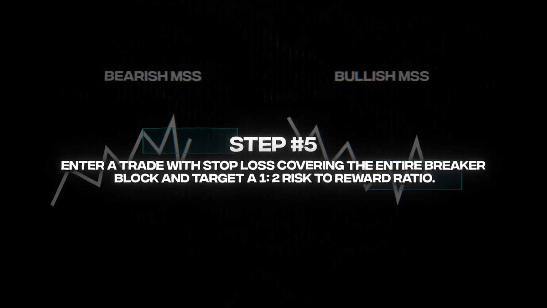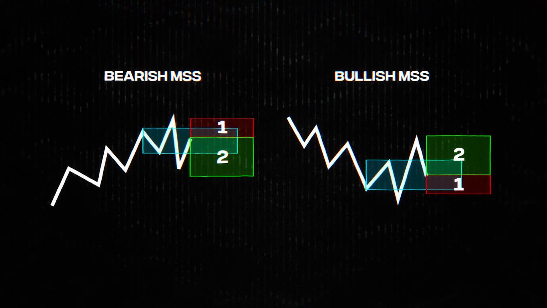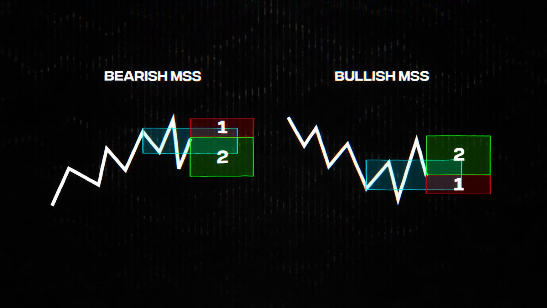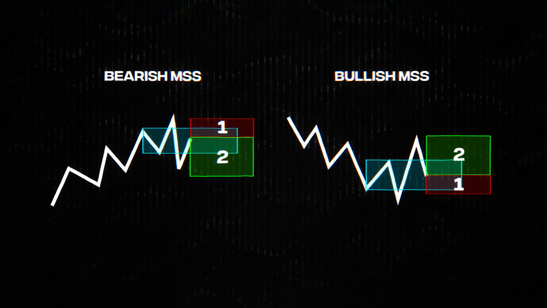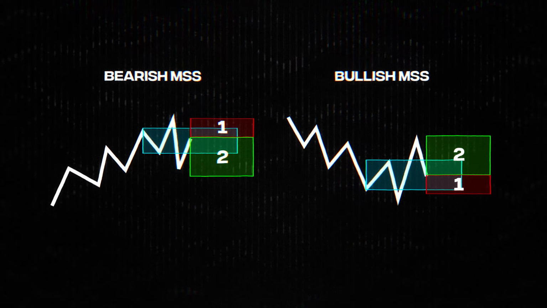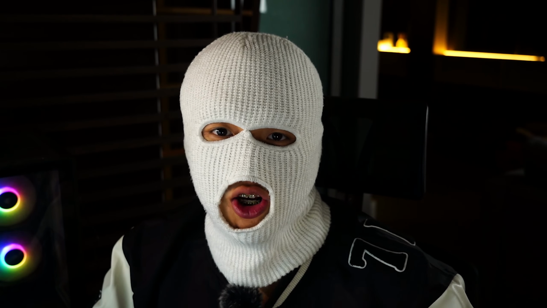Step 5. Enter a trade with stop loss covering the entire breaker block and target a simple 1:2 risk to reward ratio. The reason for a 1:2 risk to reward ratio is that this strategy is meant to give you a quick scalp in the market, allowing you to get in and get out in just a couple of hours. Now that you have the exact blueprint of how to execute this ICT breaker block strategy, let's go onto the charts and look at some examples of how the strategy works.